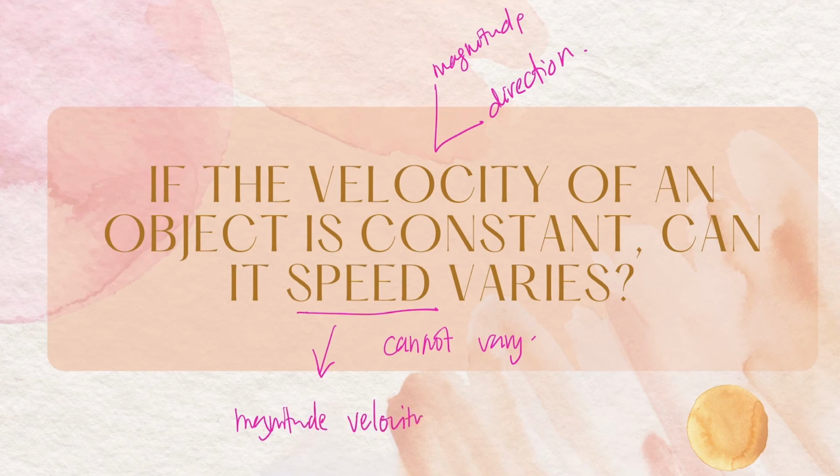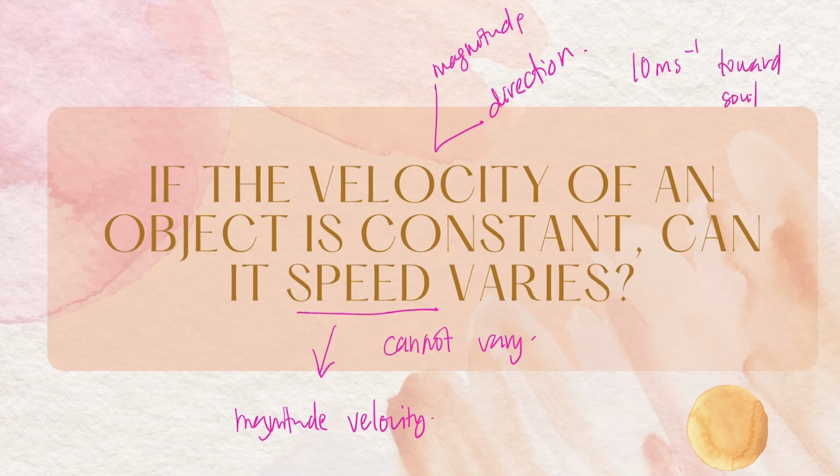Okay, kalau speed, tak apalah, terus mepet lah. Okay, faham tak? Because velocity ni include magnitude and direction. Kalau kita kata velocity of an object constant, means that the magnitude constant, direction constant. For example, kalau dia bergerak 10 meter per second towards south.